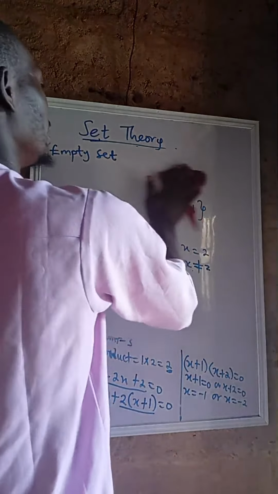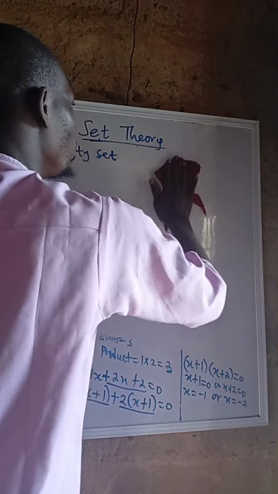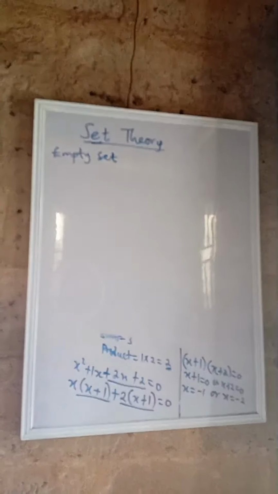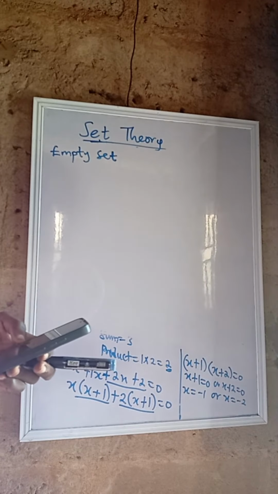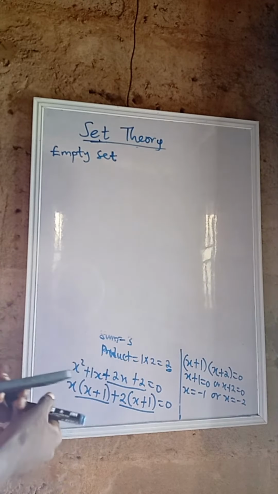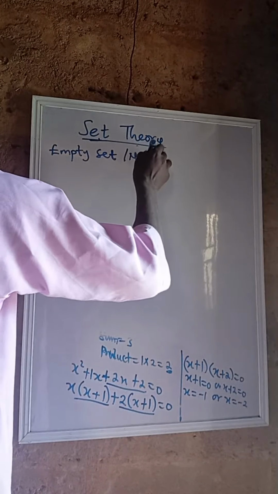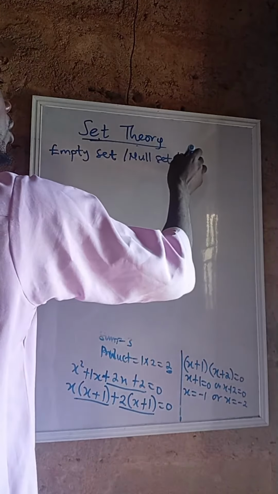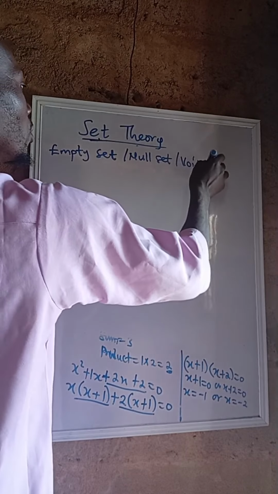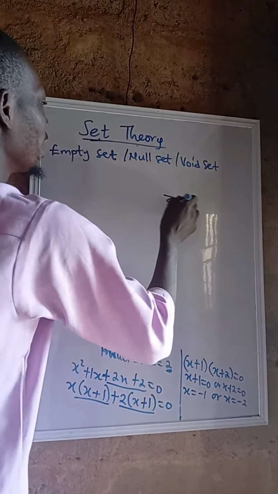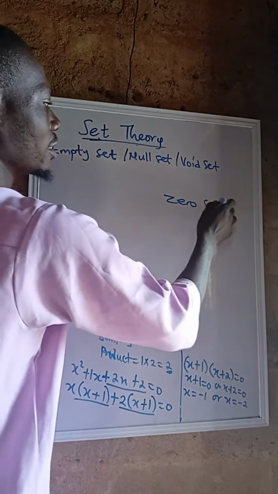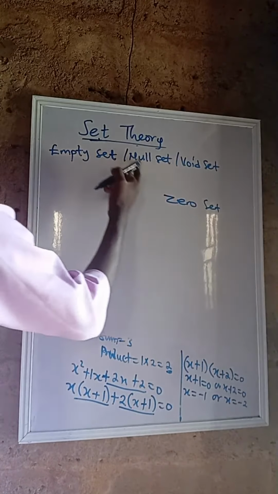Now, empty set. An empty set is a set that does not have any element. It is also called a null set. I'll call it what? A void as well. Void set. So a set that does not have any elements. Okay, now do not call this a zero set. It is not a zero set. It is why you call it empty, null, or void.